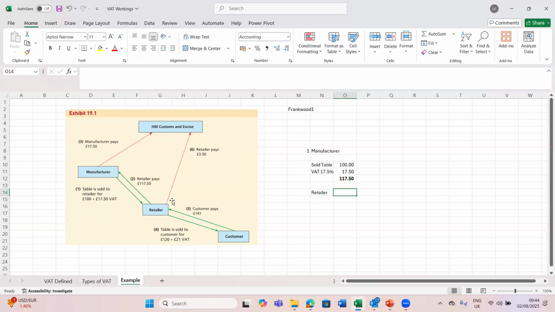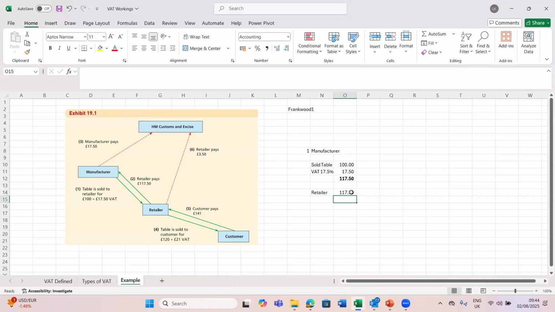So what the retailer will do, it will say, okay, I'm selling this table at 100 plus 20 pounds, which is my fee. Okay. But before we go to this one, the retailer now has bought at 117.5.